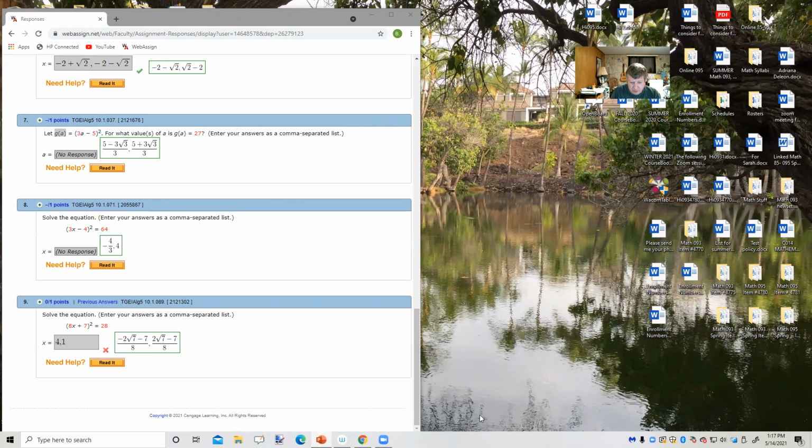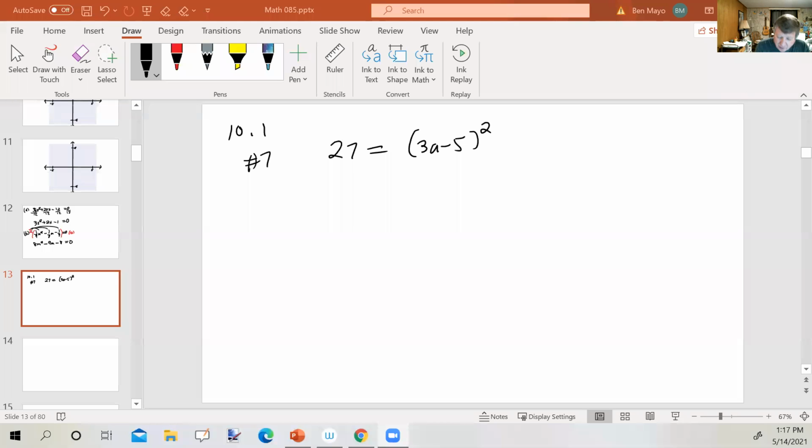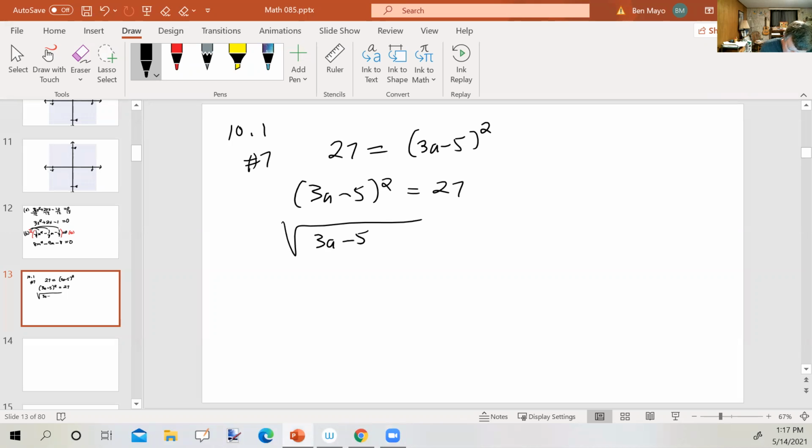Okay, so let's go back and look at the whiteboard screen for that. It doesn't really matter, but I like to have the perfect square on the left, so I'm just going to turn things around and write it like this. Okay, so I have a perfect square containing a variable equal to a constant. So it's good to go. I'm going to take the square root of both sides of the equation. Again, I'm going to have plus or minus. That's going to give me 3a minus 5 equals plus or minus the square root of 27.